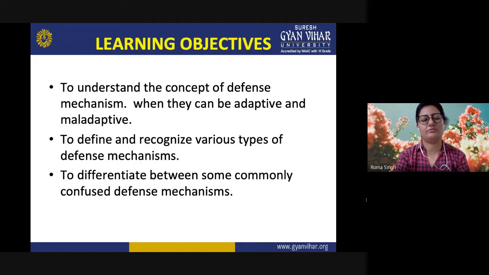The learning objectives for today's class are to understand the concept of defense mechanism, when they can be adaptive and maladaptive, when they can be used and when they are creating problems in our lives, so it needs guidance or counseling, and to define and recognize various types of defense mechanisms.